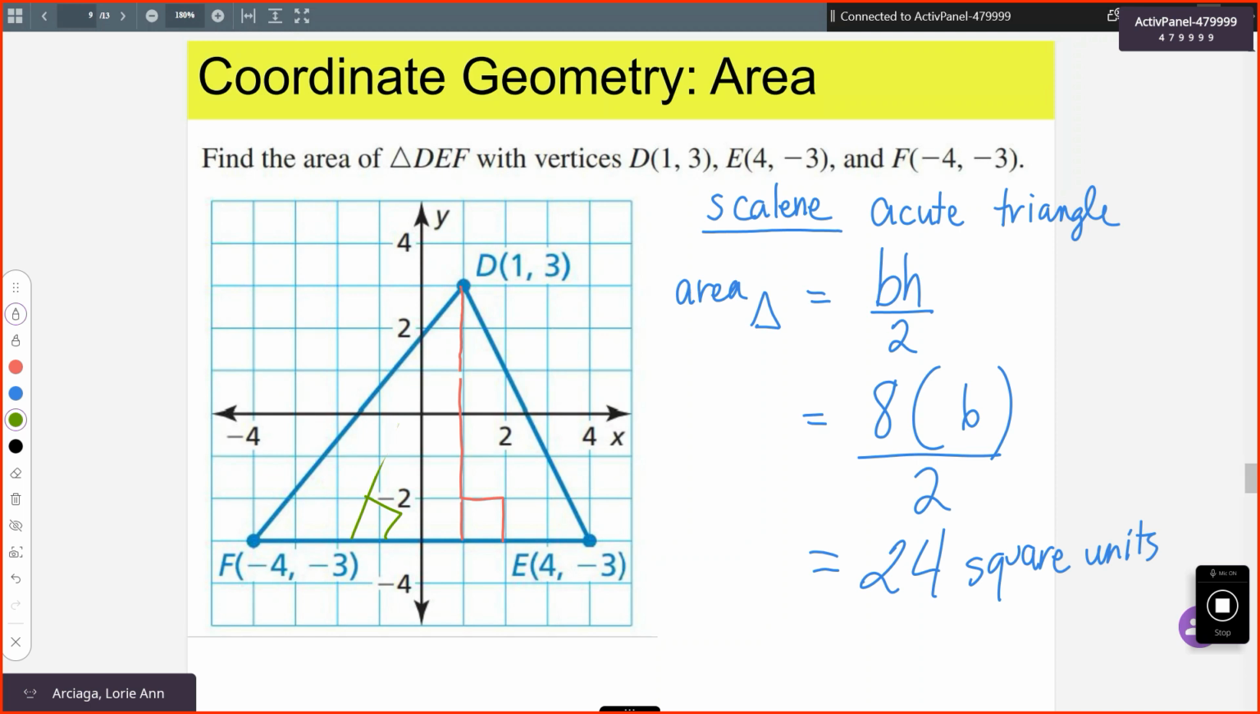Okay. Another way to find the height is if you want to start from this point, just go all the way straight up. There you go. That height, the red one, is the same as this height, the green one. So if you count, that's also going to be 6. As long as it tells you how far one vertex is, perpendicular to the opposite side.